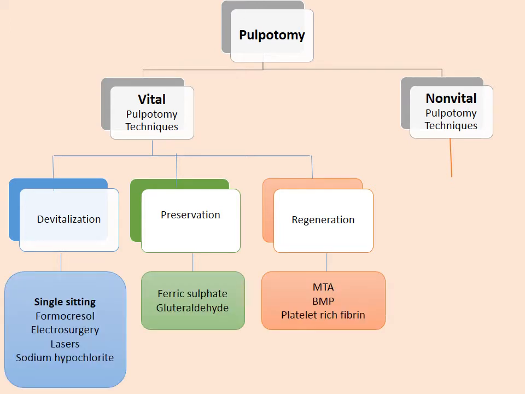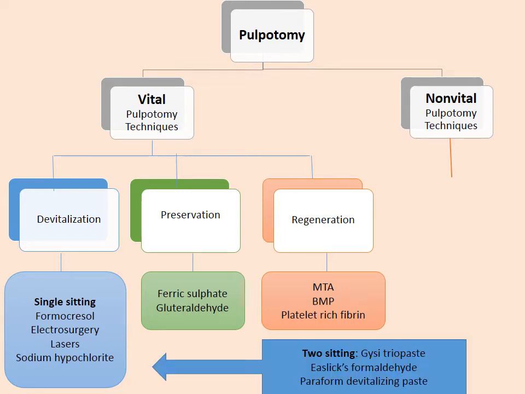In devitalization, we have single sitting, that is Formocresol, electrosurgery, lasers, hypochlorite, and two sitting you have Gysi triopase, S-Lix formaldehyde, paraform devitalizing paste. In the preservation, the materials that are used are ferric sulphate and glutaraldehyde, and in the regeneration procedure we have MTA, then BMP and platelet rich fibrin. So under each we have different types of materials that are used.